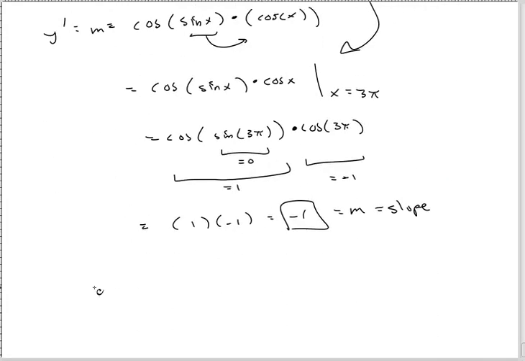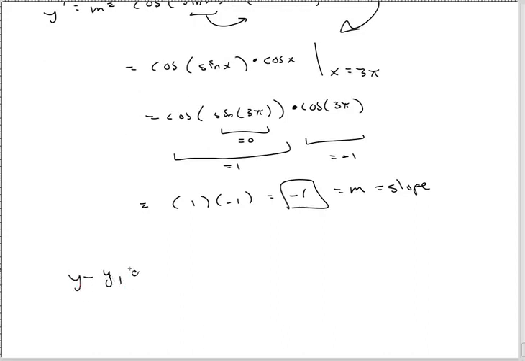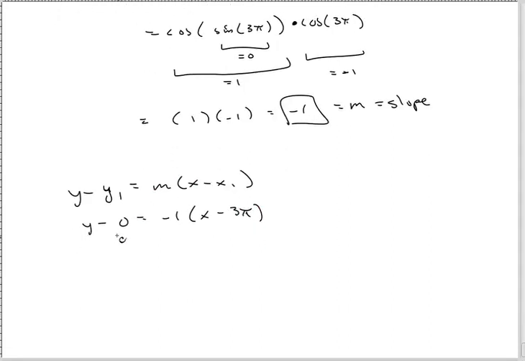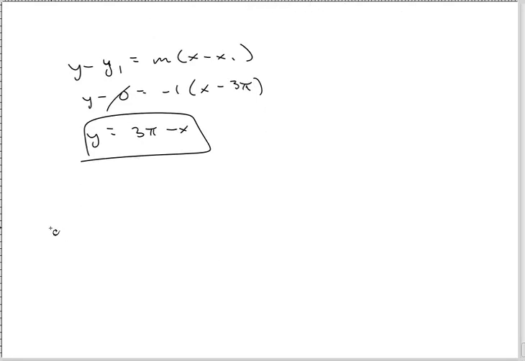I have my point, so y minus y1 is equal to m times x minus x1: 0, -1, x minus 3 pi. You don't need the 0, distribute, and so we get 3 pi minus x if you want to be fancy about it. You can flip them, of course, it's whatever.